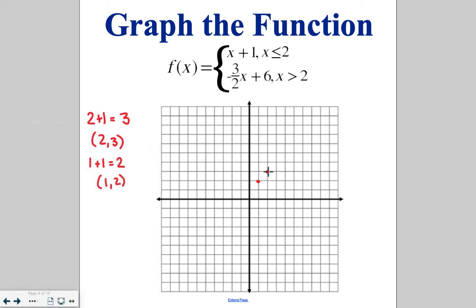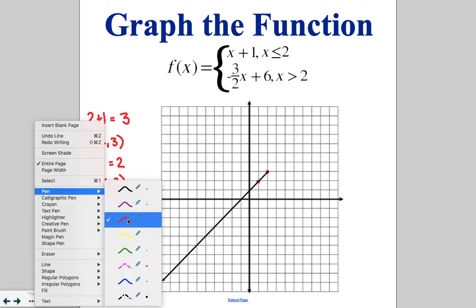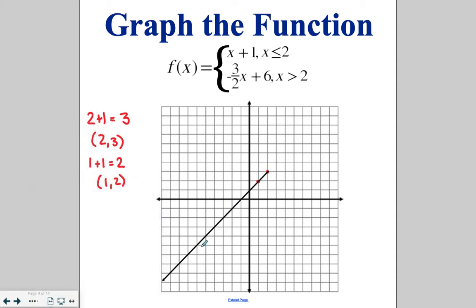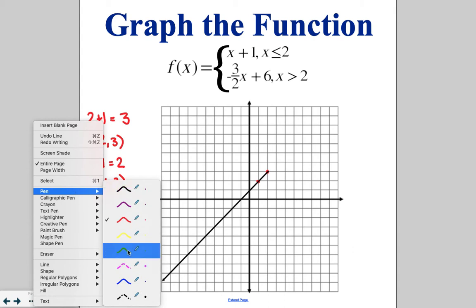So I'm going to draw the first part of my graph. Notice I started at the first point, the (2, 3), that first point that I graphed, and then I went through that second point. So the first part of my graph, the x plus 1 for x less than or equal to 2, is this first line. Then I need to solve the second part.